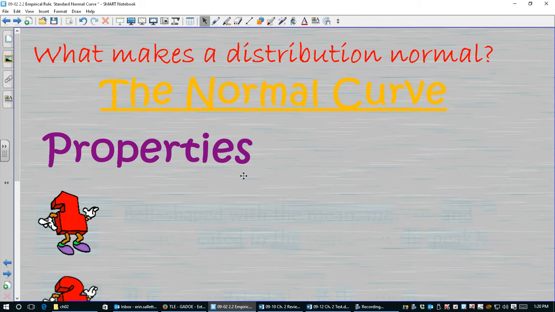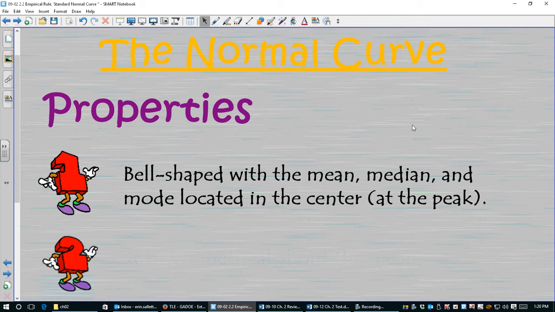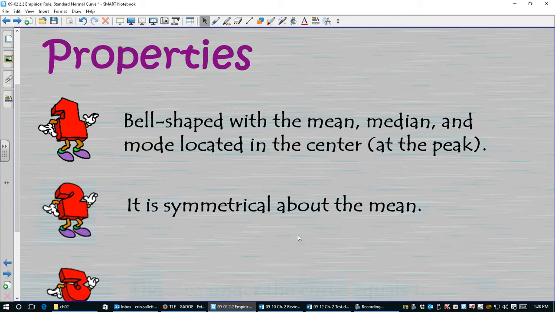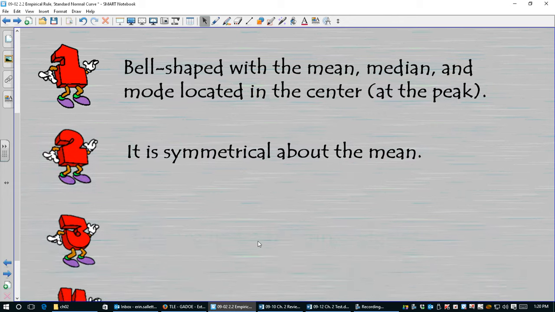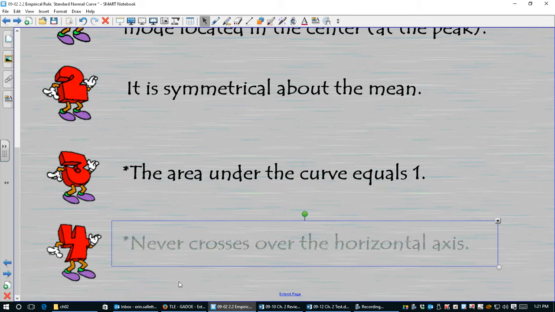Some things to keep in mind about the normal distribution. What makes it normal? Why is it different from the other density curves? Well, a normal distribution is a bell-shaped curve with mean, median, and mode all located at the same point, which is the peak. It's symmetrical about the mean, which you could see. The area under the curve equals 1, just like with density curves, like we discussed yesterday.